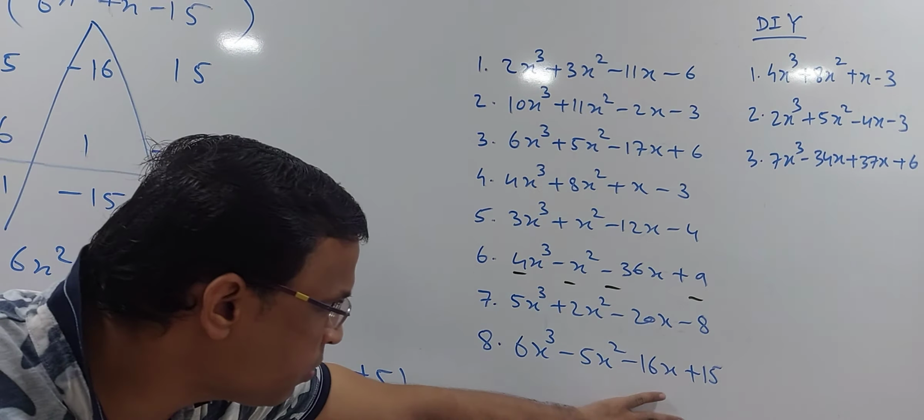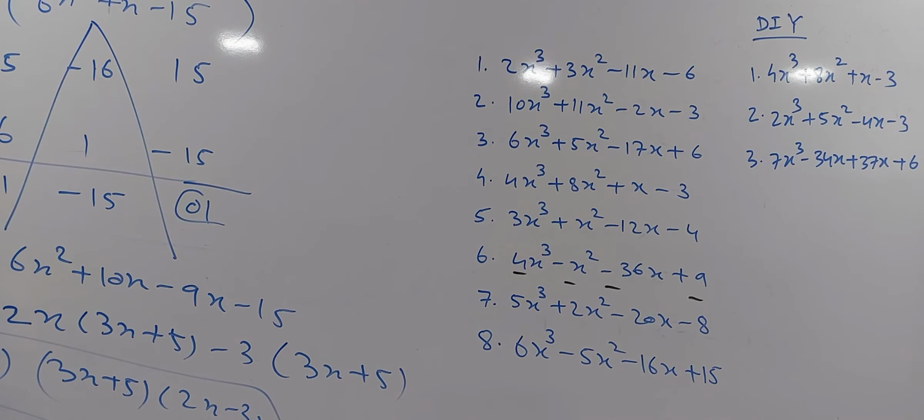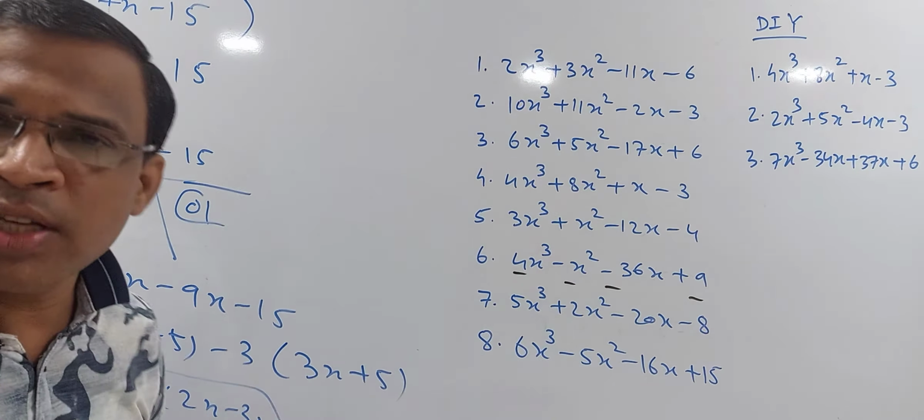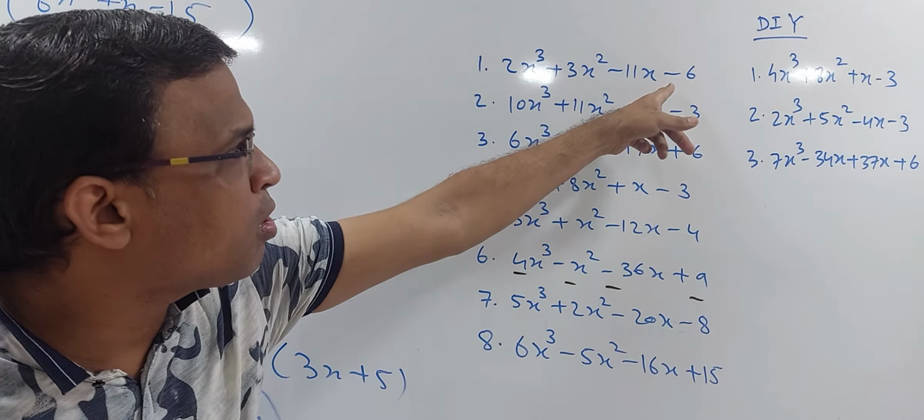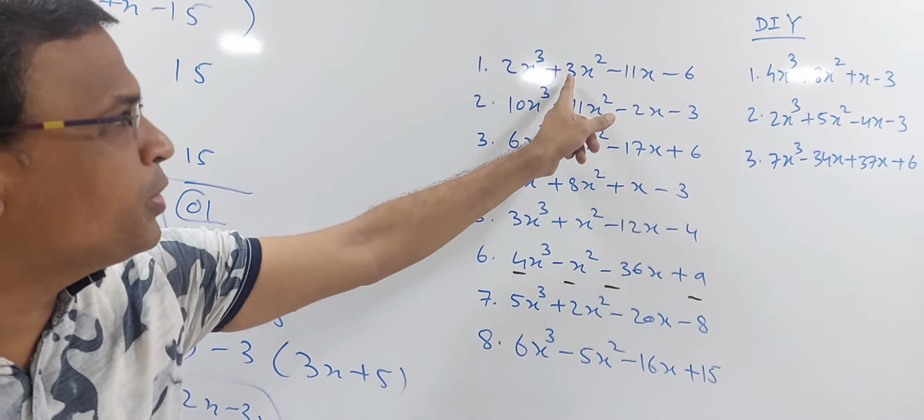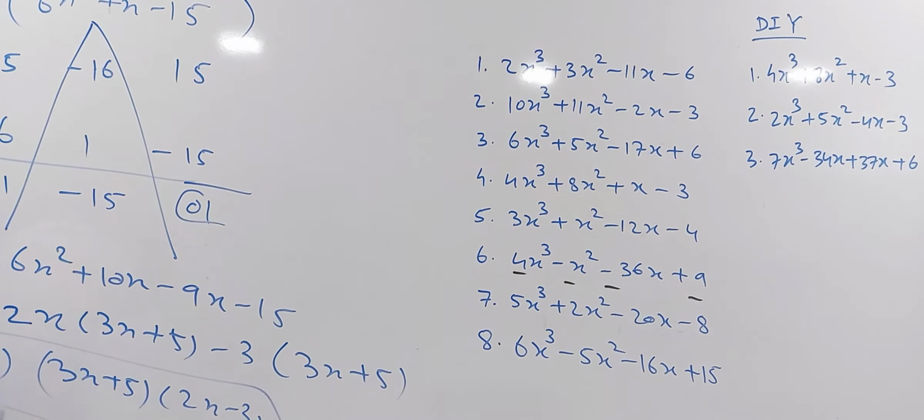You can cross check how many positive, how many negative. It will serve your purpose. You can cross check any of these questions by taking the product to be this and sum to be this. You will get your answer. I hope this is fine.